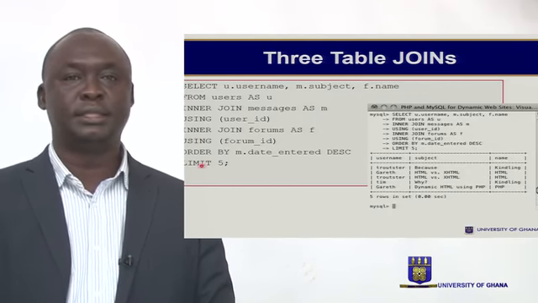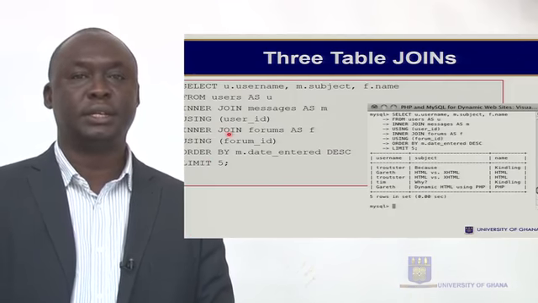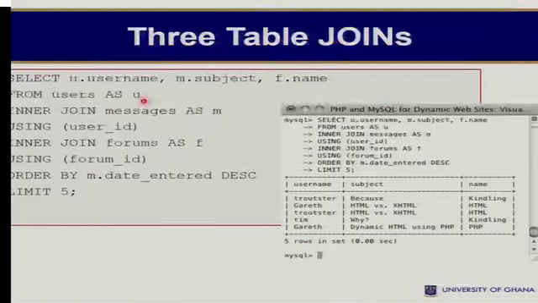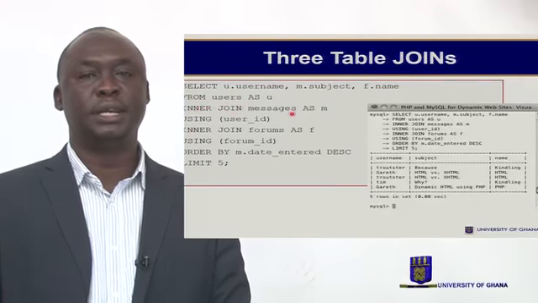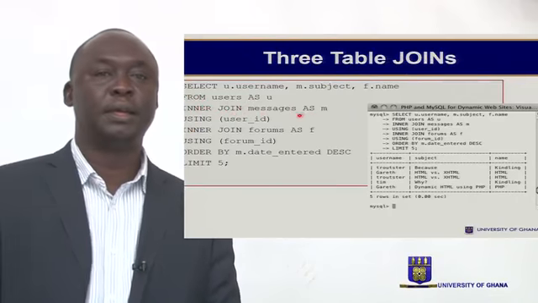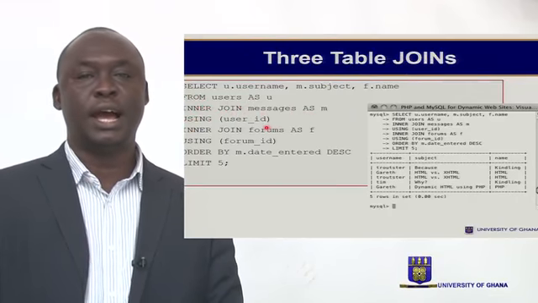So if you look at this query, for instance, we are selecting username from the users table, and we are selecting subject from the message table, and we are selecting name from the forum table. So we start with FROM users INNER JOIN messages AS M, USING the user ID.